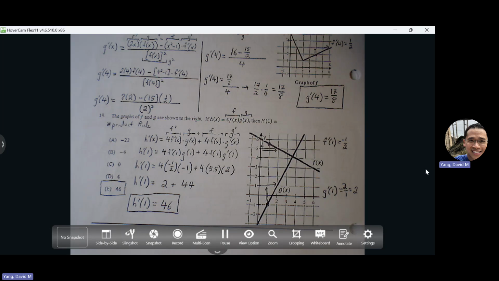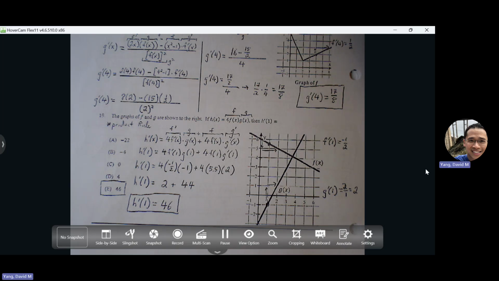Sorry, for G of X, our G of X is up 2 over 1. So that's why G prime of 1 gets replaced with 2. F prime of 1 is asking for the slope of the F graph at 1. Just pick any 2 convenient points since it's the same slope all the way through. I go down 1 over 2, so negative 1/2. So just want to make sure that whether it's a table or a graph, we're comfortable pulling information about either the slope or the ordered pair.